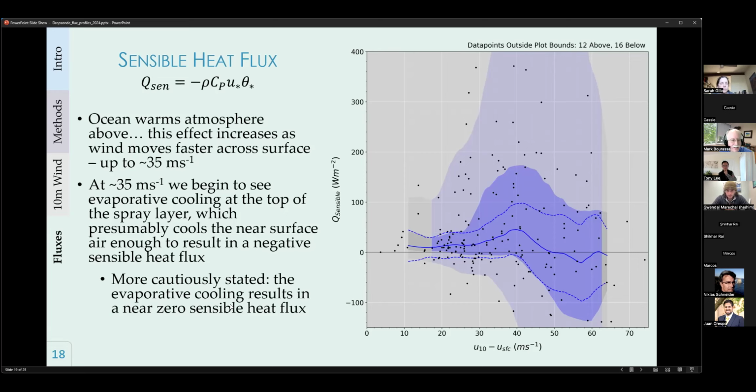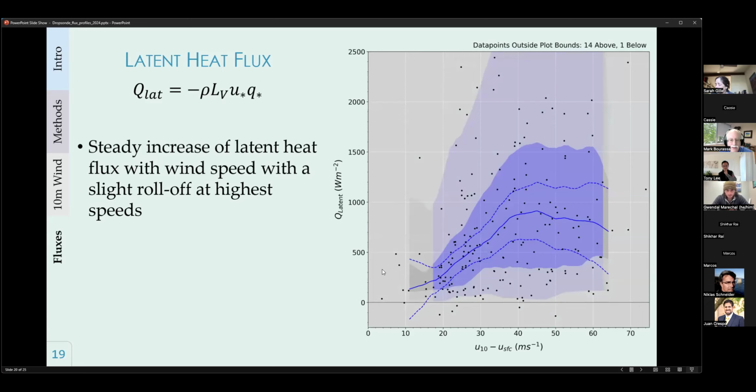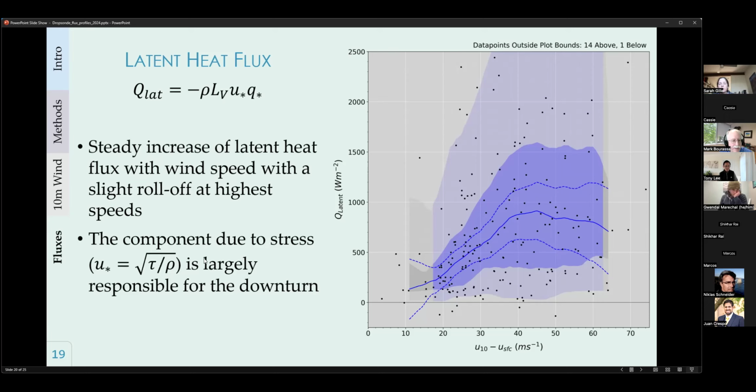It's an interesting comparison. If we look at latent heat fluxes, again, latent heat flux on this axis, wind speed here, and we see it go up, and at about the same time it curves down. And a lot of this drop in curvature is because we saw the curvature in the stress dropping off. This term is dominating it, but there are also some changes in the Q star and theta star terms. So this is playing the biggest role here.